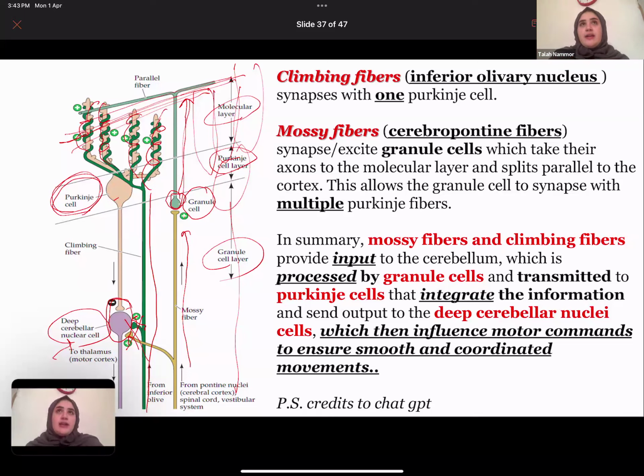After we send the information to the Purkinje cell, the Purkinje cell is going to process and integrate all of the information. Based on that, it's going to either activate or inhibit, or send whatever output to the deep cerebellar nuclei. And this output is going to ensure we have coordinated smooth movements. That's all you need to know.